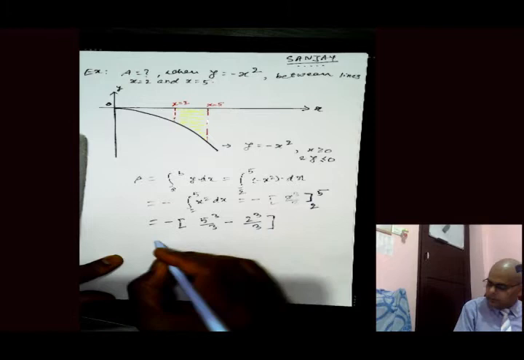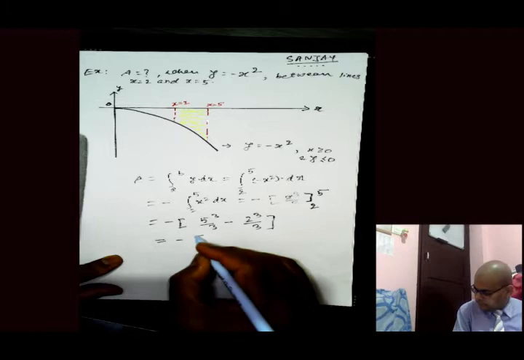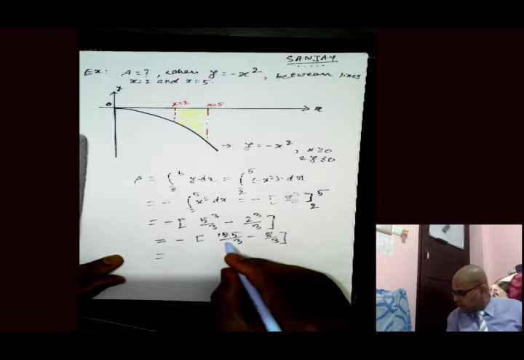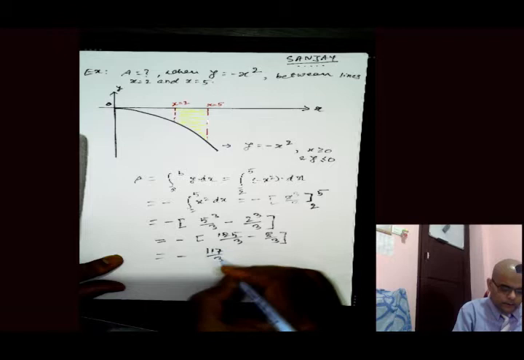So after calculating this, we will find it is minus 125 by 3, and this is 2 to the 4, 8 by 3. And then if you deduct 8 from 125, it's going to be 117 by 3. And finally, it is minus 39.